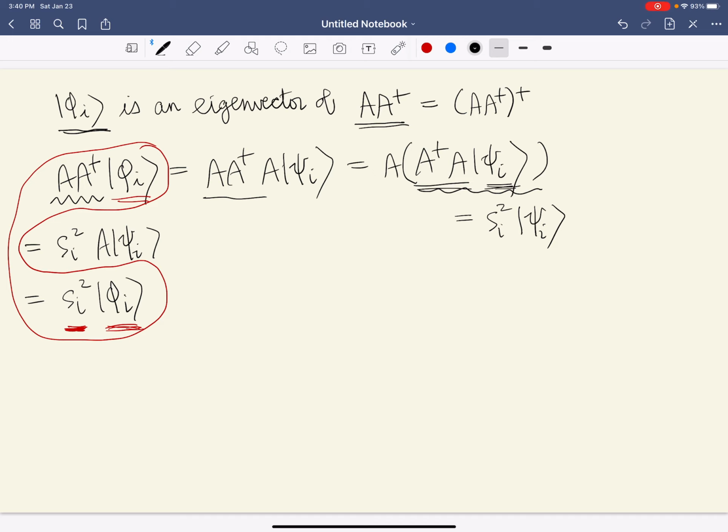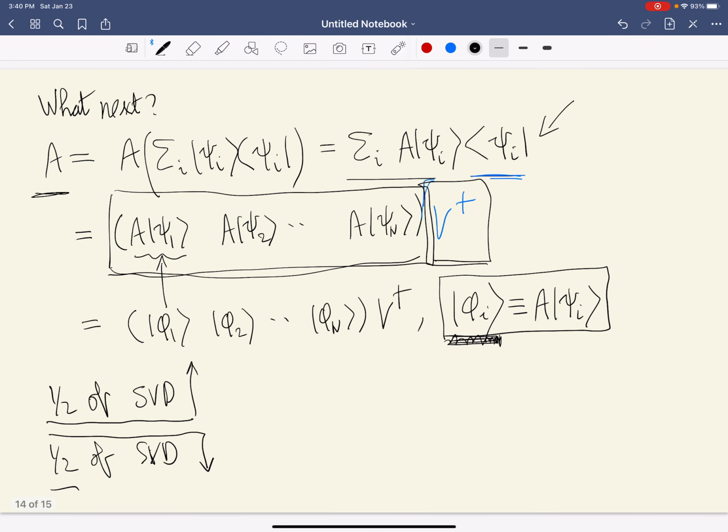Okay, so what did we find? What we found was that this A matrix has this mathematical decomposition into a whole collection of eigenvectors phi and the whole collection of eigenvectors psi.